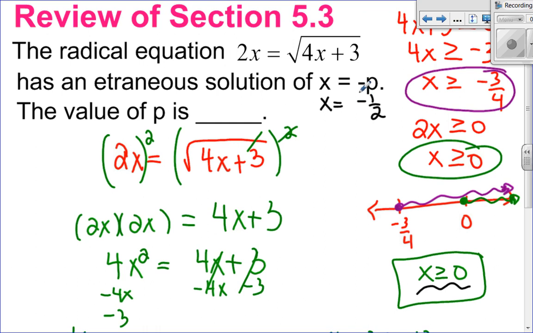So I see my negatives line up. So the value of p is 1/2. Or as a decimal, I would also accept 0.5.